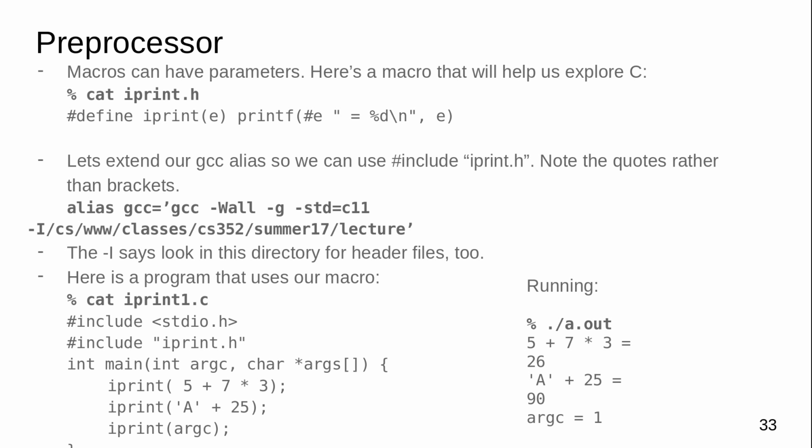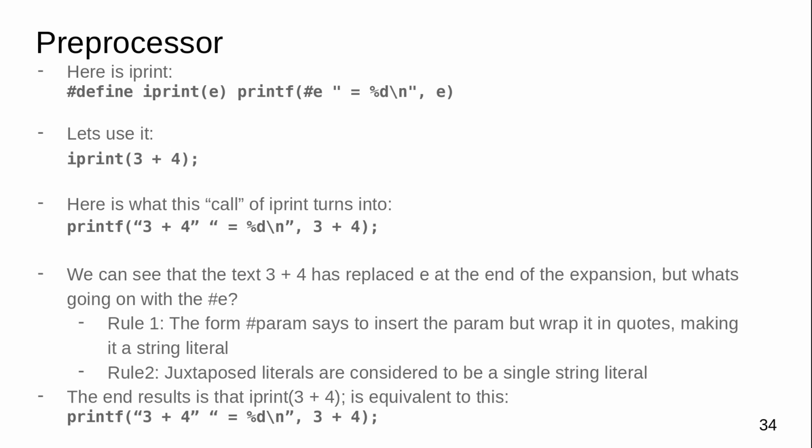So when we have any call to iprint, it actually becomes a call to printf. So we have this iprint 3 plus 4 right here, and then what it does is it expands out to printf, and it substitutes 3 plus 4 in wherever there was an e. So we can see that this text 3 plus 4 has replaced e at the end of the expression.